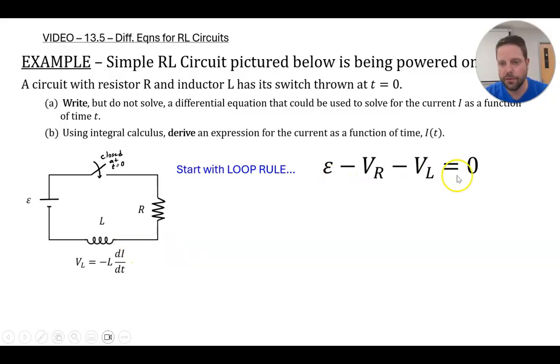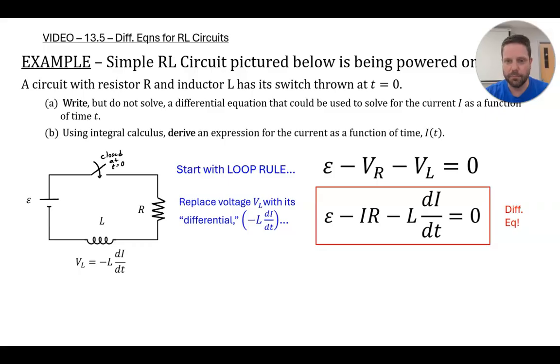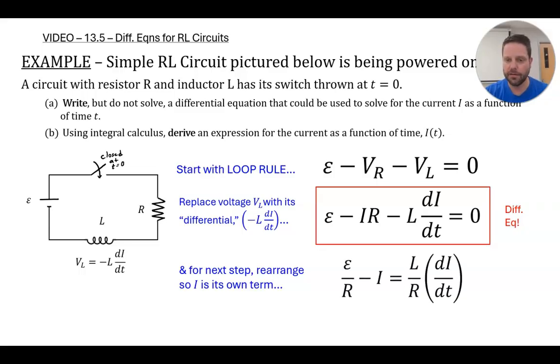So for our differential equation, we're going to replace this V_L with this term that has its differential. And this is going to be our answer to part A, which asks us to write but not solve a differential equation. If we were going to pursue solving this, or if we did want to get the time constant, then we would want to rearrange it into our special format where the variable in question, in this case current, is its own term. To do that, we have to divide all three of these terms by R.